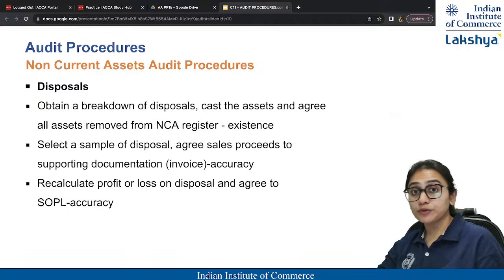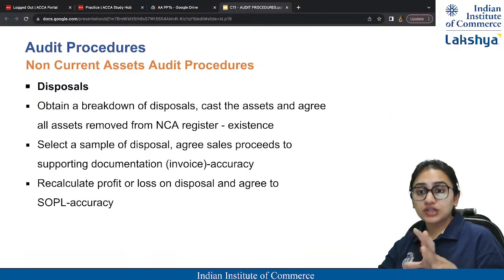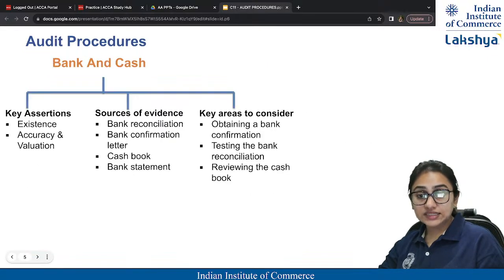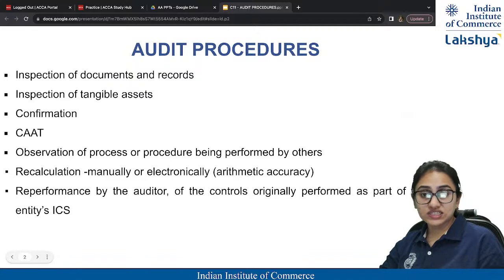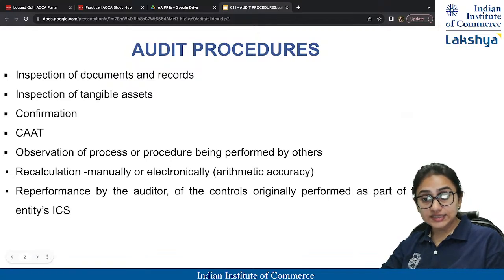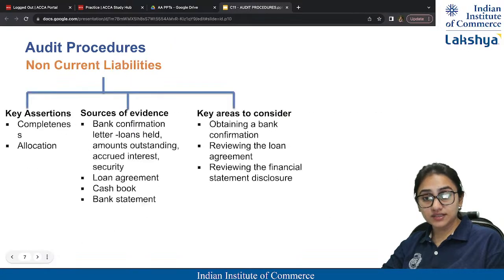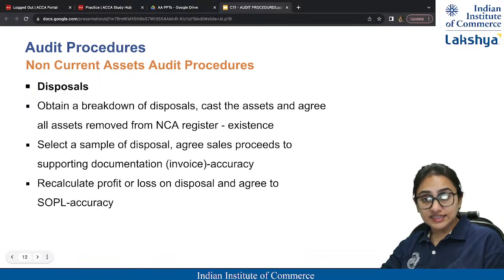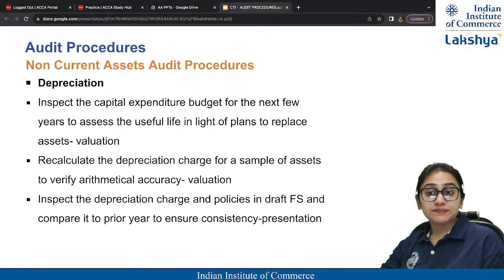So see how beautifully the procedures are designed. In the starting, what I showed you were general procedures. You have to take those general procedures as the base and design your customized procedures. So these are the general procedures. You have to take these as the base and design your procedures according to what is asked to you in the exam. About depreciation, every non-current asset has a depreciation policy.